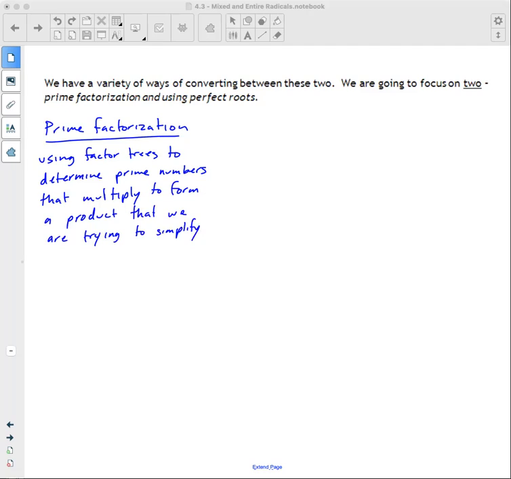Okay, so let's do an example here. For example, let's do root 16. The factor tree of 16 would be 2 and 8, 2 and 4, and 2 and 2. So we can rewrite root 16 as 2 times 2 times 2 times 2.